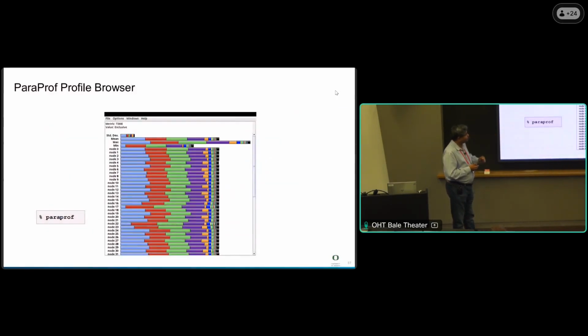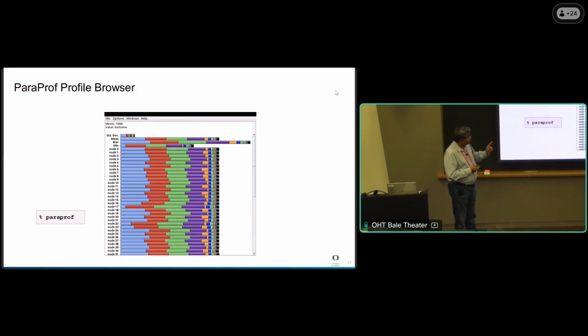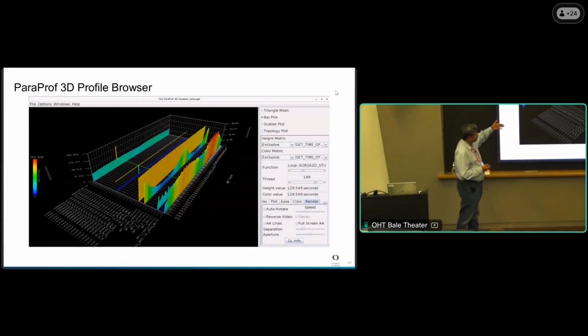We have ParaProf, which is a profile browser that comes with TAU. You can launch it and you can see what each rank is doing. Note that the color represents a function or a code region and the cumulative time spent in that. This is a profile file, not a trace. So the time represents the total time spent in it.